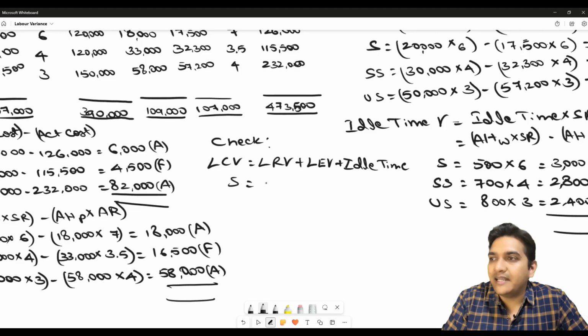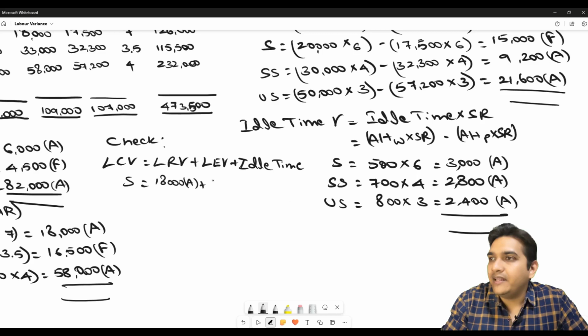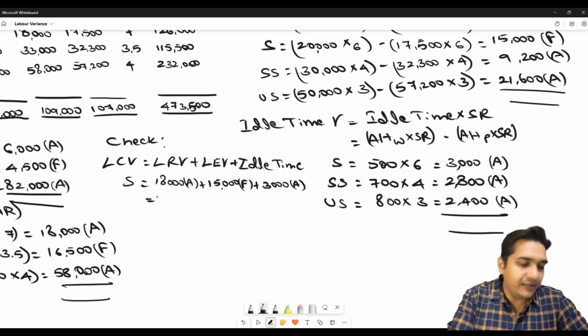So for skilled, what is the labor rate variance? 18,000 adverse plus efficiency variance is how much? 15,000 favorable plus idle time 3000 adverse. How much are we getting in total?